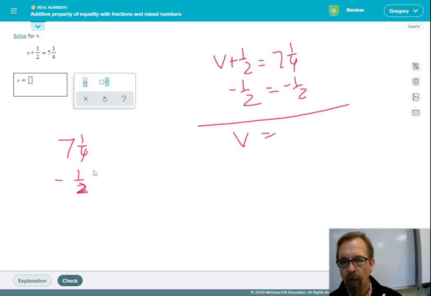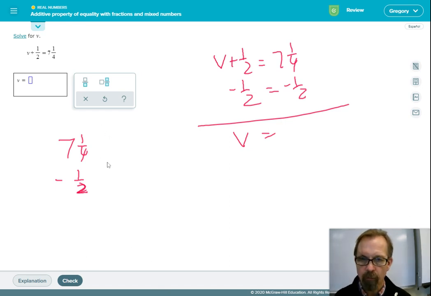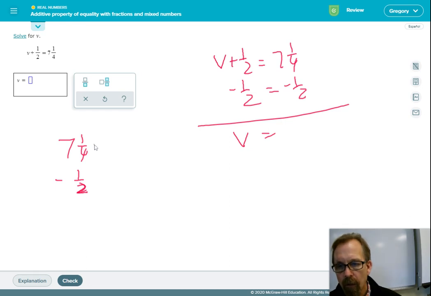Okay, so now we're going to change the fourths, right? I'm thinking we can move this to get more room. We'll try it. This is still going to be 7 and 1/4. But now we're going to multiply the 1/2 by 2, so I have 2/4. Okay, now you see how that is?